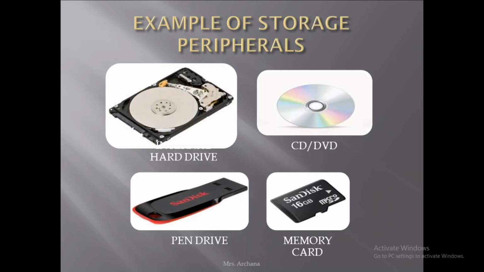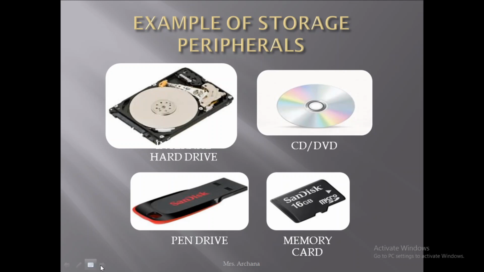Now we will discuss storage peripherals. Storage devices are generally classified into two types, that is primary storage device and secondary storage device. Primary storage device means the device which is present in your computer, like RAM, ROM. These are the primary storage devices, and secondary storage devices are these things.